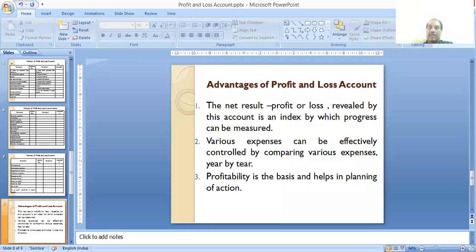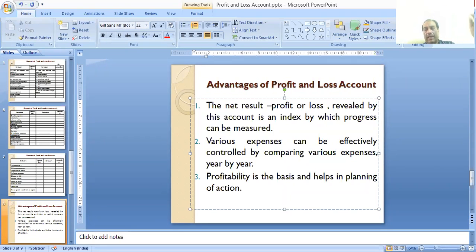Then the second is various expenses can be effectively controlled by comparing various expenses year by year. You have seen in the profit and loss account that we include all the items, an exhaustive list of indirect expenses. So we have the record of the amount of each item-wise expense, and we can compare among those, and then we can plan, we can think what are the items where we can make adjustments, where we can rethink, where we can reallocate our resources and efforts to improve the profit, because the ultimate objective is to enhance the profit.